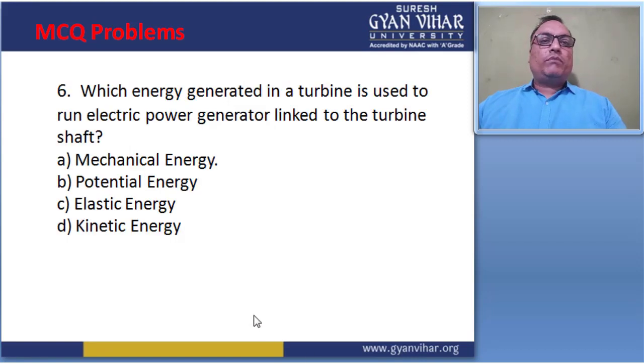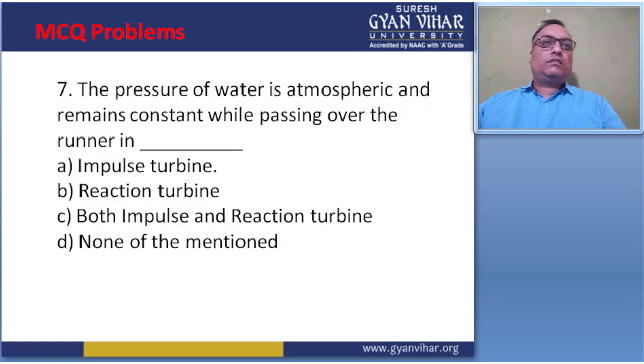For the question number 6 problem: which energy generated in a turbine is used to run the electric power generator linked to the turbine shaft? Mechanical energy, potential energy, elastic energy, or kinetic energy. So mechanical energy is used to drive the turbine shaft. Option A is the right option for this question. And then move to the next question.